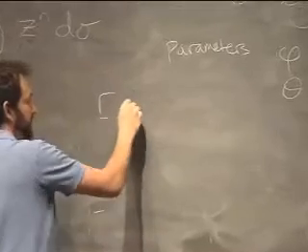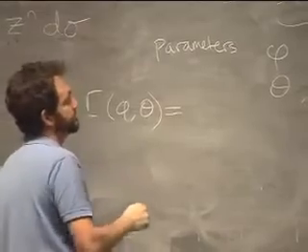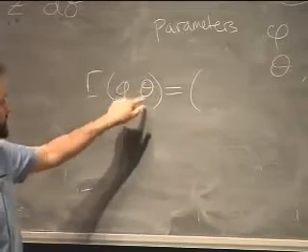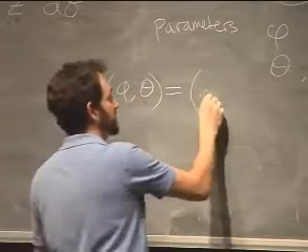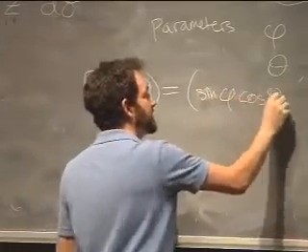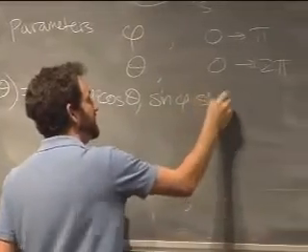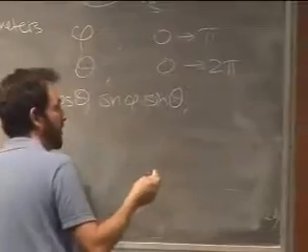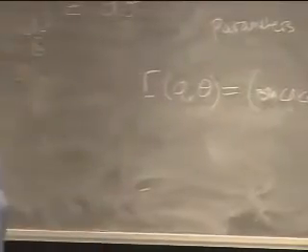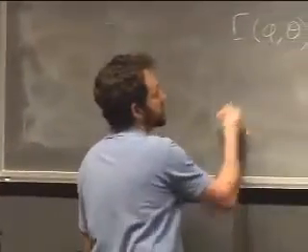R of phi comma theta is equal to, well, normally the x would be rho sine phi cosine theta, but rho is 1. So it's just sine phi cosine theta. And similarly, the y would have a rho, but rho is 1, so it's sine phi sine theta. And the z would normally be rho cosine phi, but rho is 1. So that actually parameterizes the sphere. And what we're going to need is to compute the derivative.